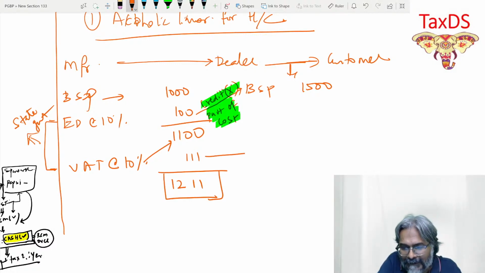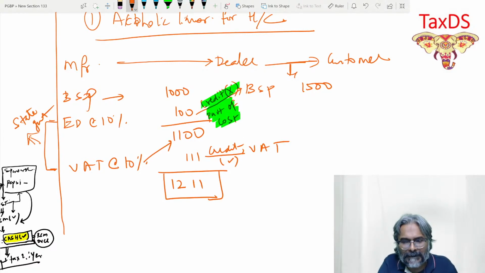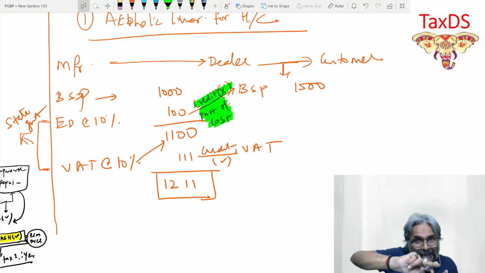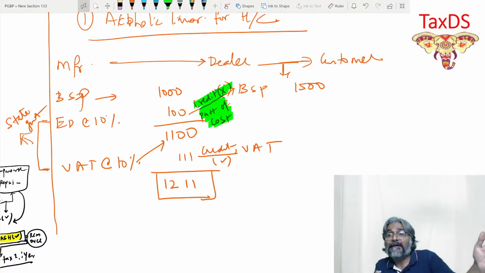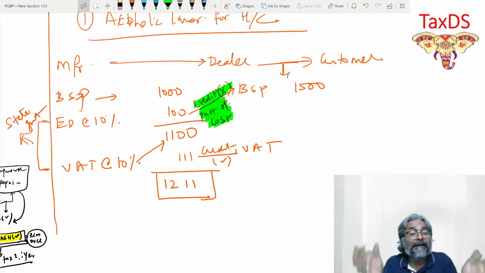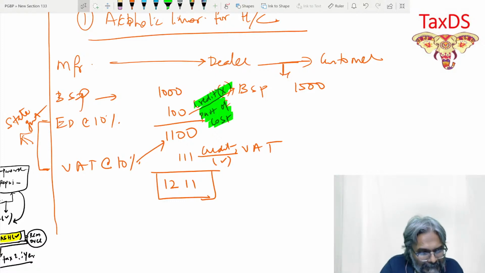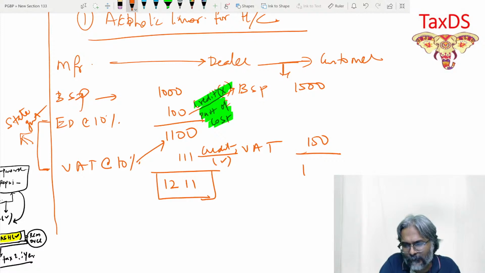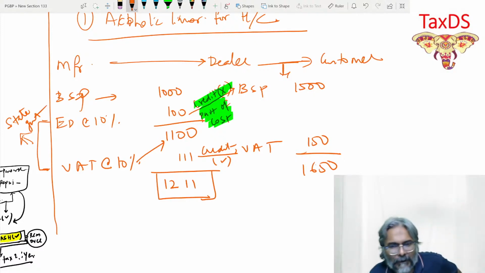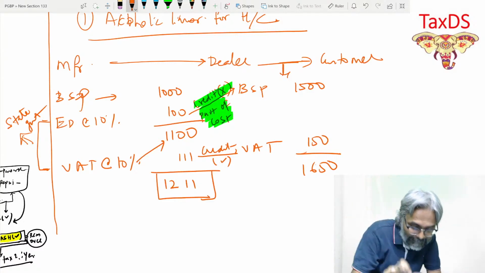The VAT credit was available, so absolutely no issues on that. VAT to VAT credit was allowed. But excise duty, although charged by the same state government, you don't get the credit in the subsequent supply where the VAT was charged. The credit was not there. That being the scenario, say VAT again 10%, 150, so therefore in this particular context, 1650. This is the first item, alcoholic liquor for human consumption.